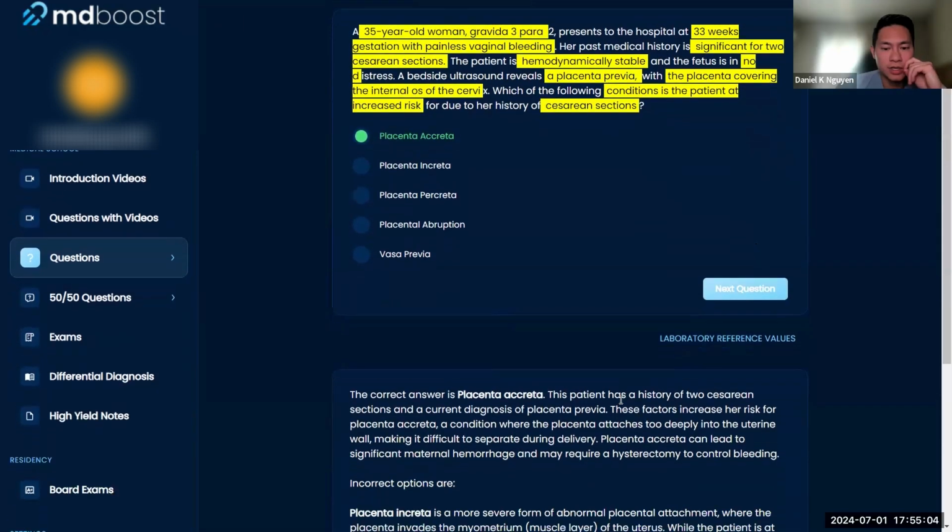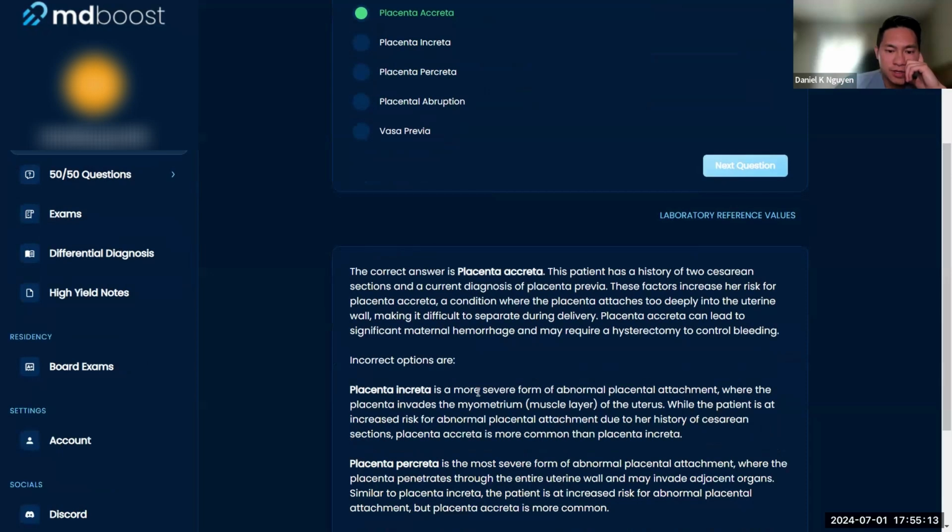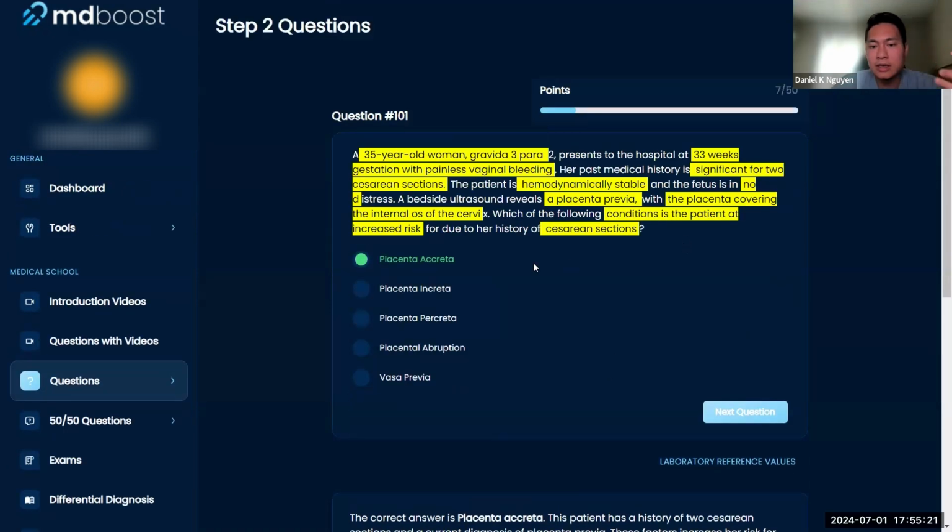Increta attaches deeply into the uterine wall, making it deeper, right? Increta is more severe, where the myometrium is involved. The patient is at increased risk for abnormal placenta attachment due to a C-section. Accreta is more common than increta, right? So it's kind of picking which one's the best answer. Of course, it's an increased risk for accreta, increta, or percreta.